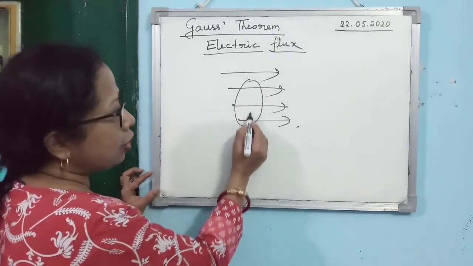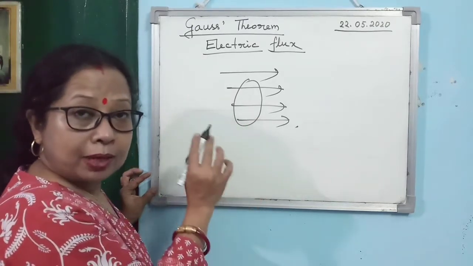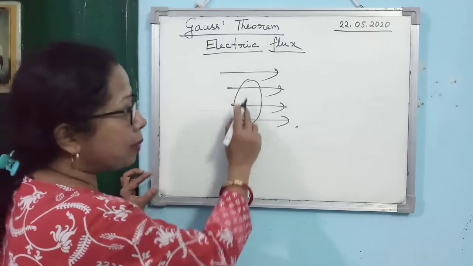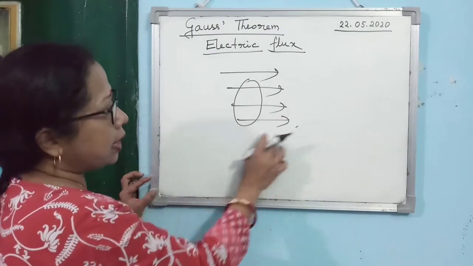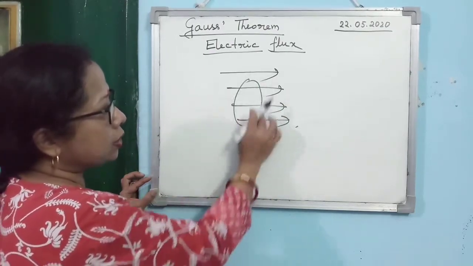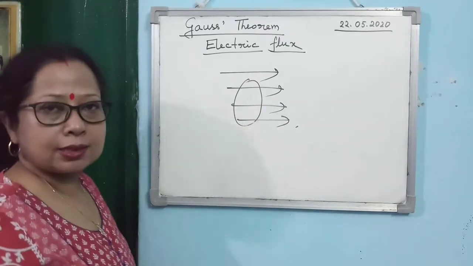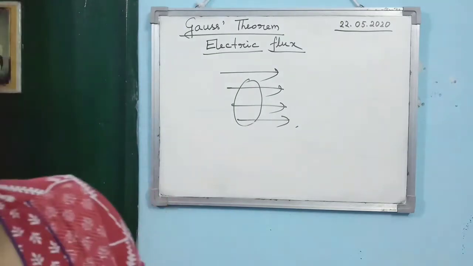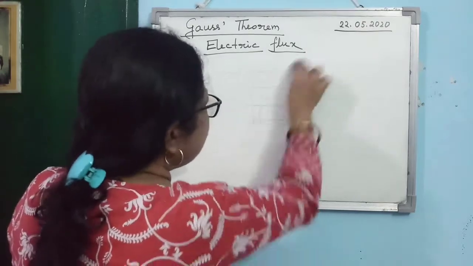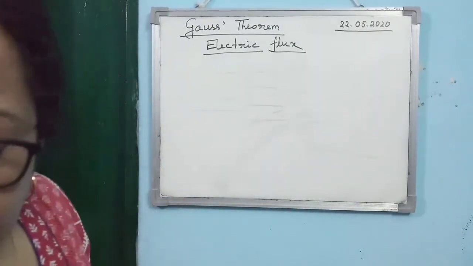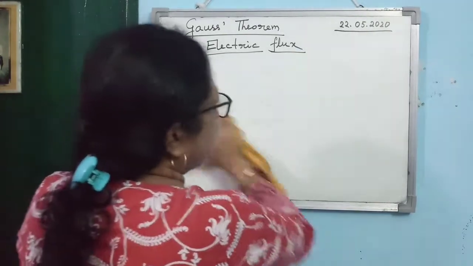Alright, so the number of lines of force passing through the area perpendicularly is the measure of the electric flux. According to this diagram, you see how many lines of force are passing through this area perpendicularly: 1, 2, 3, isn't it? So you may consider the electric flux as 3. Is that clear? So what is the basic concept of electric flux? The number of lines of force crossing any area held in an electric field perpendicularly is considered as the electric flux.